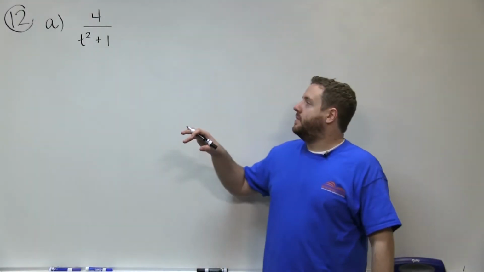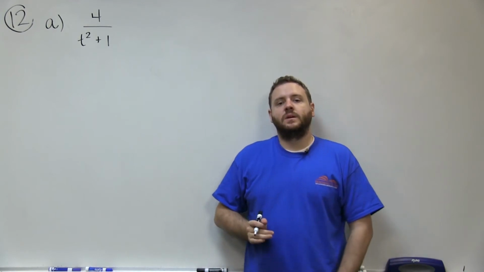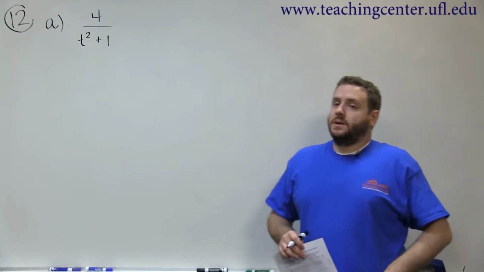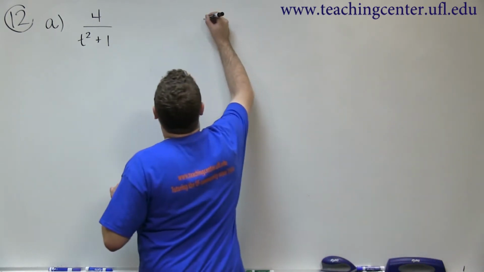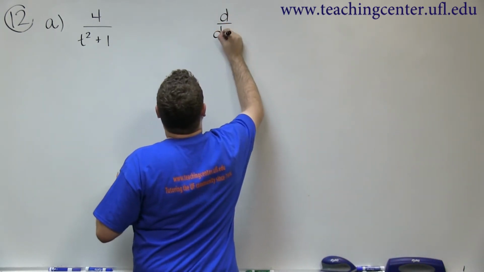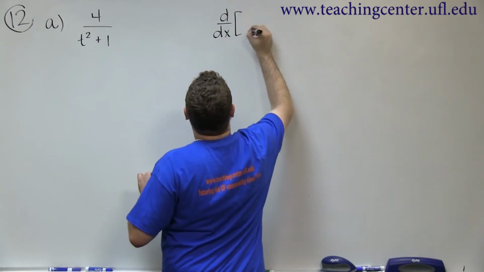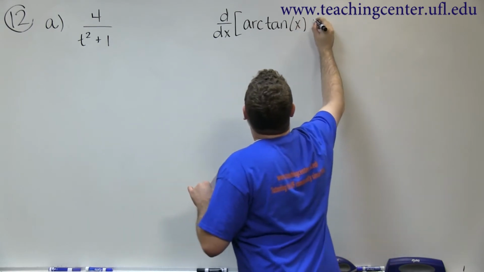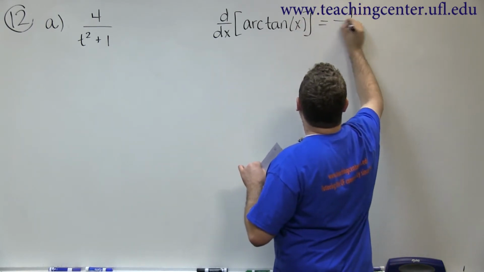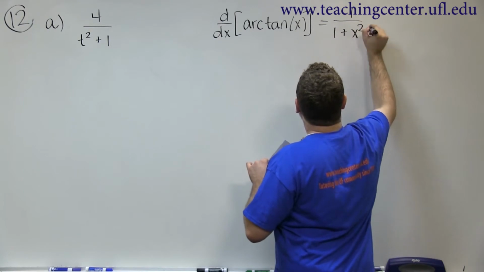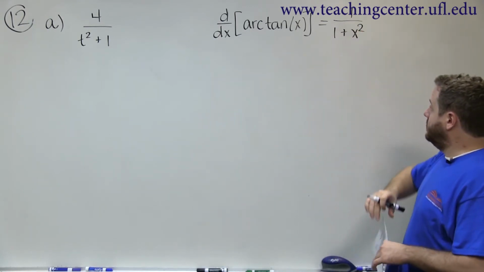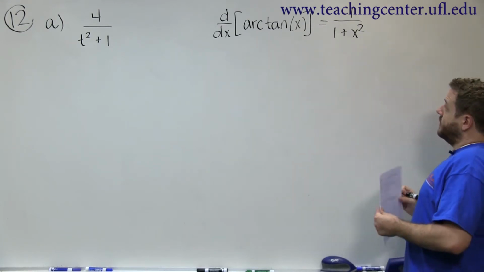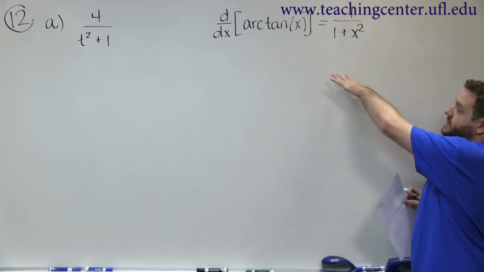For number 4a, we need to find the antiderivative of this function. And this is one that is just a common form that needs to be recognized. So what you need to know for this is that the derivative of arctangent of x is always equal to 1 over 1 plus x squared. So this is just a derivative of a trig function that you need to know. And we're going to use that to answer this question.